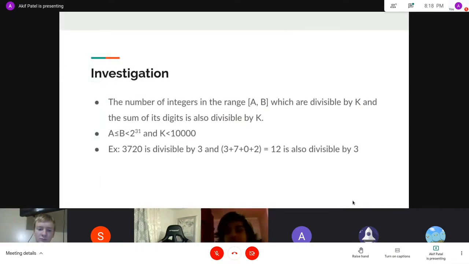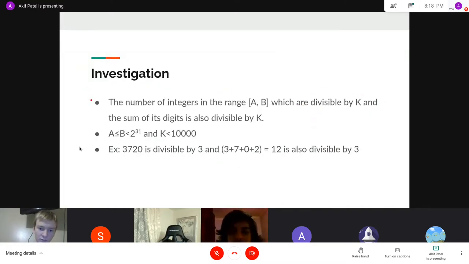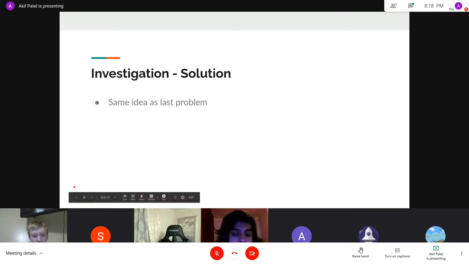So maybe you guys can think about what information you'll need to calculate whether or not this condition is true, right? What information do you need to store or maintain to calculate whether it's divisible by k and whether the sum is also divisible by k? Yeah, exactly. Same as the last problem, except we also need the dp parameter for the remainder mod k.